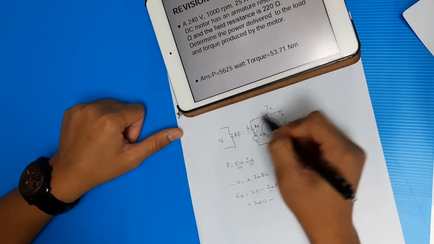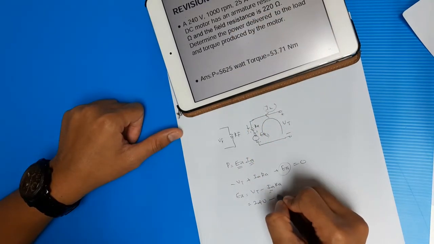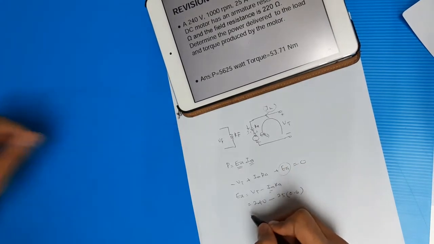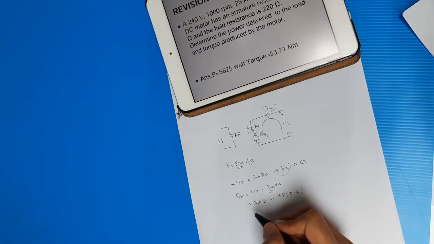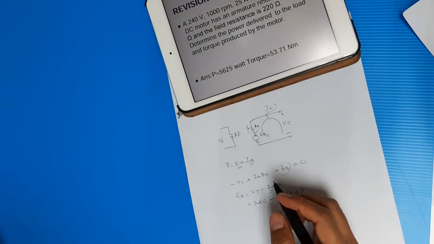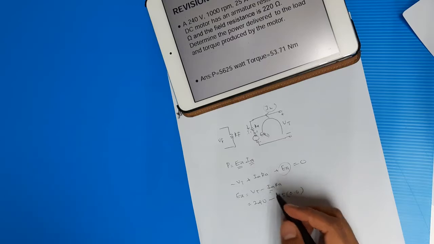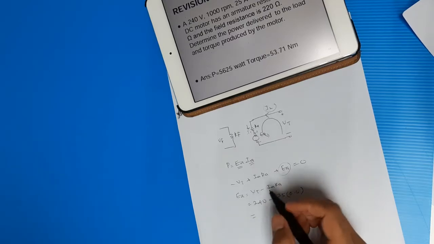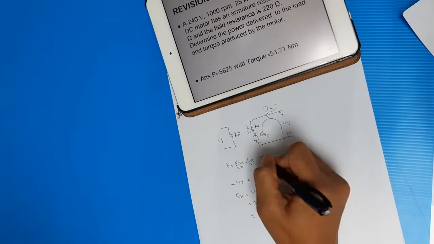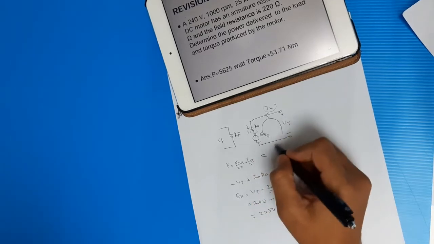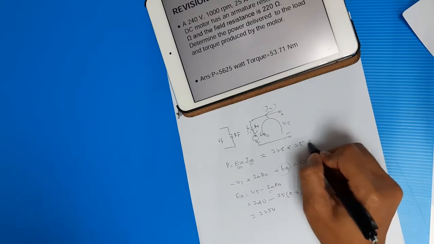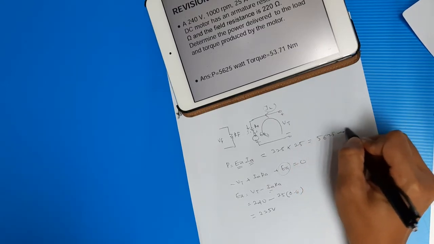So IA in this case will be the same as IL. So IL is 25 multiplied by RA, which is 0.6. Okay, so you can calculate the value for EA, 225 volt. Okay, so this is the value for EA. Then you can apply this formula to determine P. So P equals EA 225 multiplied by IA, which is similar to IL, multiplied by 25. So you will get 5625 watt.